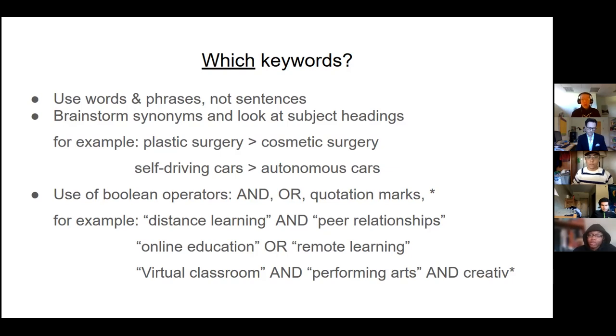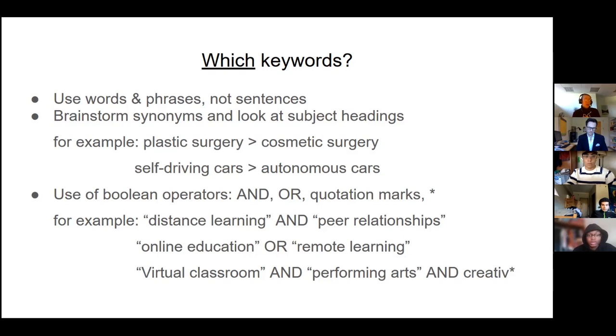Okay, so let's start getting into actually searching things. And I want to talk about keywords. I'm going to give you a chance to come up with some of your own keywords for whatever topic you're thinking about using. So in the context of databases, it's not as easy to search them as, say, just doing a Google search where you can just type in a phrase or a sentence. Using phrases and words is better, not complete sentences, because you don't want word searches that don't relate to your topic. We're going to brainstorm some synonyms and look at subject headings.